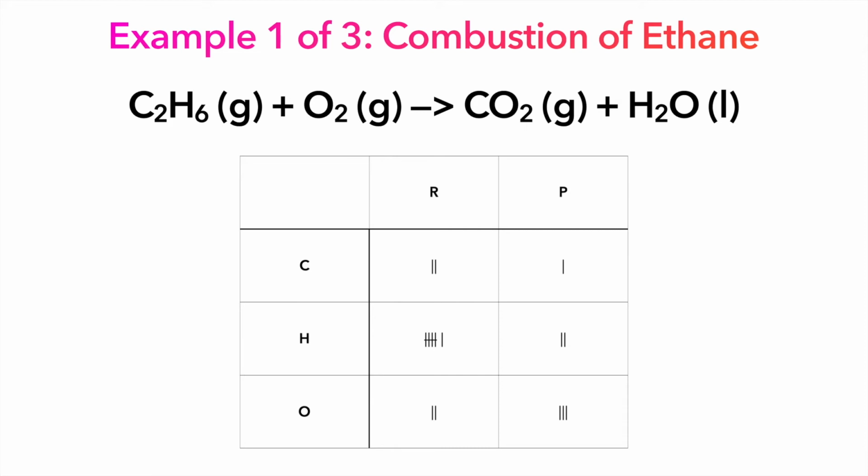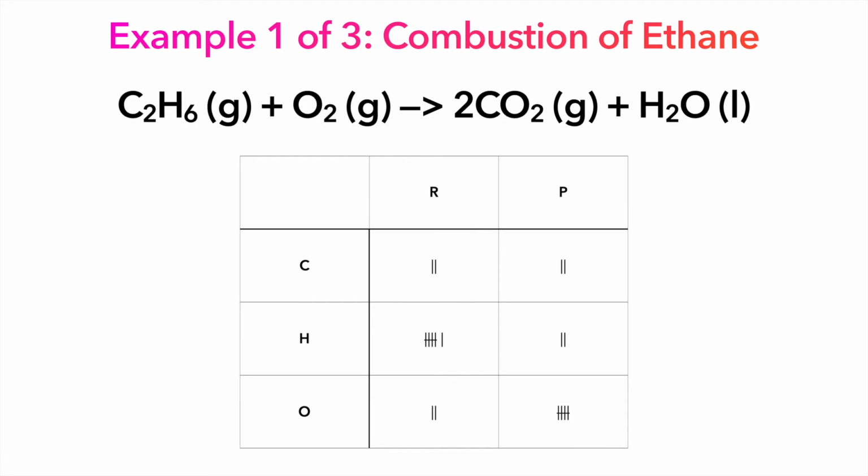Let's first balance our carbons. To do this, I'm going to double the number of CO2 on my product side and obtain a total of 2 carbons on my product side, same as the reagent side, and 5 oxygens on the product side, which is fine to have for now.